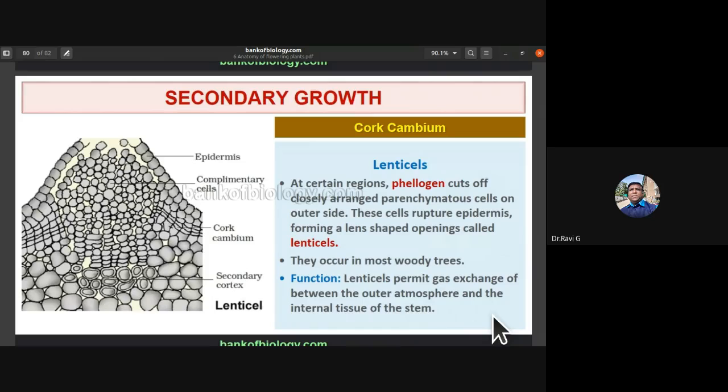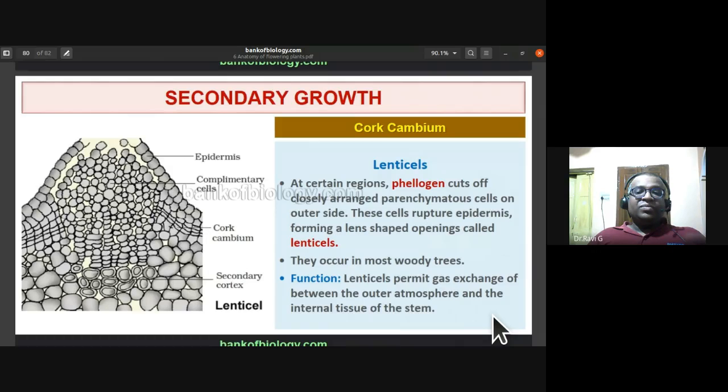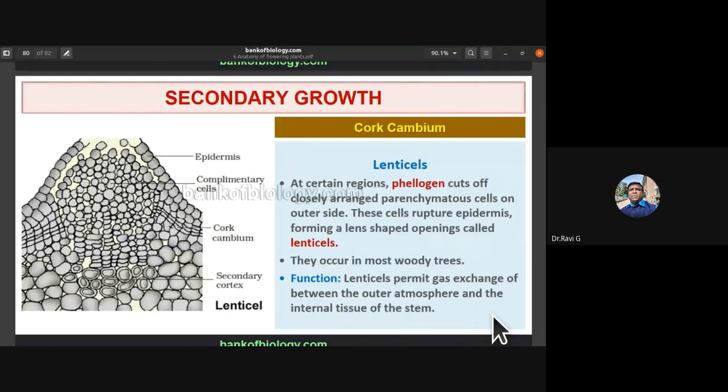The functions of lenticels are that they permit gaseous exchange between the outer atmosphere and the internal tissue of the stem. That is what you can notice in this lenticel. They also undergo transpiration. Through lenticels, transpiration occurs, which we call lenticular transpiration. Nearly 5% of total transpiration is by lenticular transpiration. You should remember that point also, even though they have not mentioned it here.